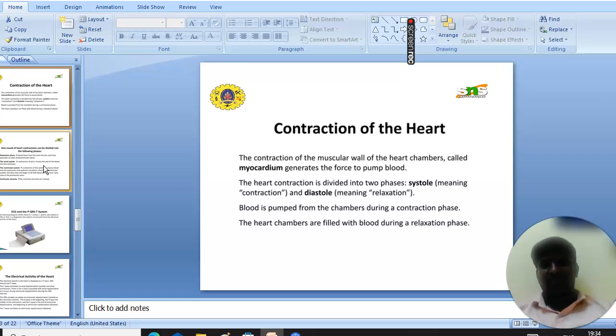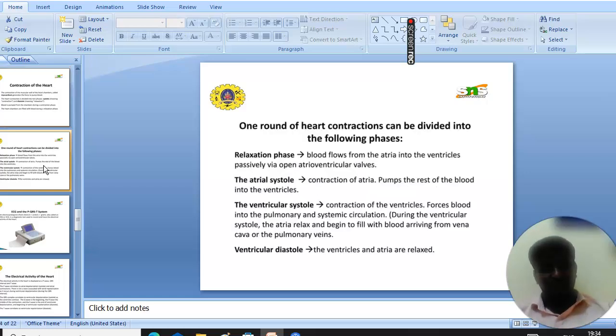Next, we will see the contraction of the heart. The contraction of the muscular wall of the heart chambers, called the myocardium, generates the force to pump blood. The heart contraction is divided into systole and diastole. The blood is pumped from the chambers during the contraction phase. The heart chambers are filled with blood during the relaxation phase.